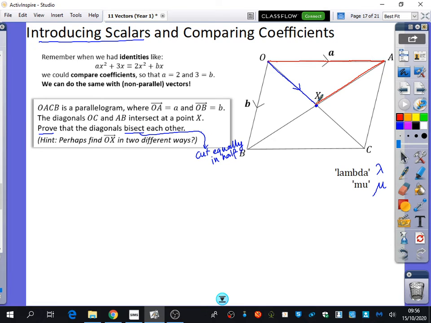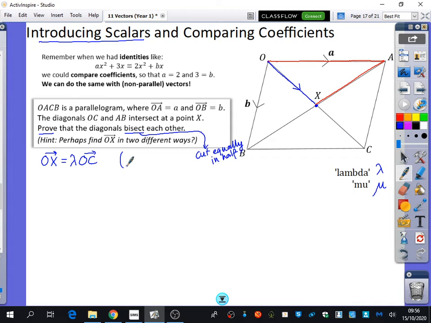Now, the reason I'm going to take this journey in two different ways is because I want to do something to do with this diagonal and something to do with this diagonal, and I want to show that it's halfway along those diagonals that they meet each other. So we are going to try and calculate OX in two different ways. One of the ways is by going some distance along the line OC. And this is where I'm going to introduce lambda as the thing that is saying some distance along the line OC.